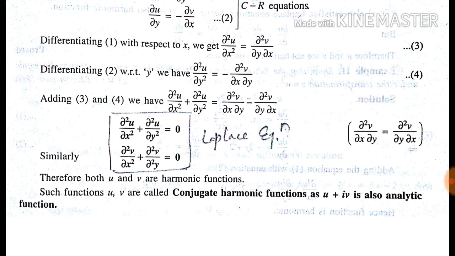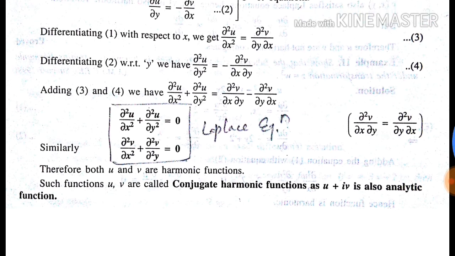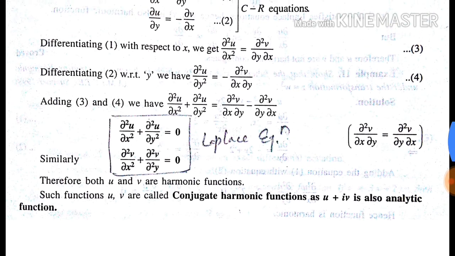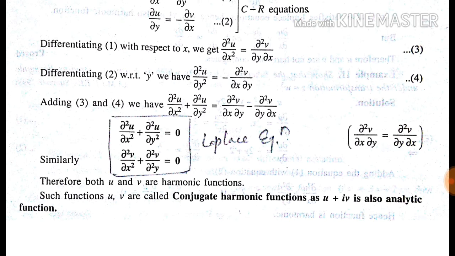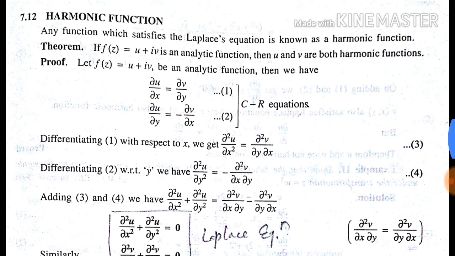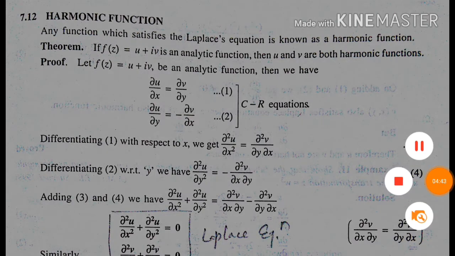Since del square v by del x del y is equal to del square v by del y del x, in partial differentiation we can take the order either way, means we can first differentiate with respect to x and then y, and also first with respect to y and then x. So these are called the Laplace equations. Therefore both u and v are harmonic functions. Such functions u and v are called conjugate harmonic functions, as u + iv is also an analytic function. So this is about the harmonic function. Now we are discussing how they are used in the question.